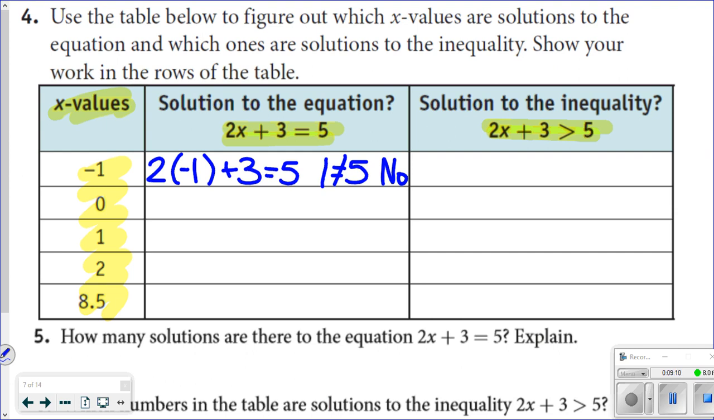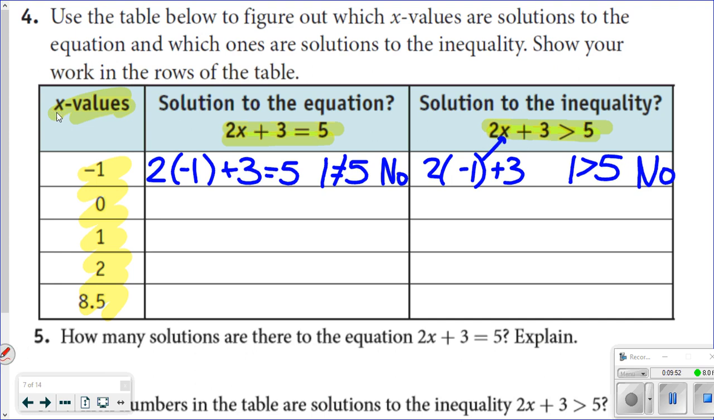So if I go over to the next column, you should notice that I still have 2x plus 3, but this time I have a greater than 5. So when we plugged in a -1 for x, we got 1, and then we need the symbol greater than 5. Notice I didn't have to do the work again. I'm going to just use my answer from the first column. So is 1 greater than 5? No, so it's not a solution. And we need to keep going.